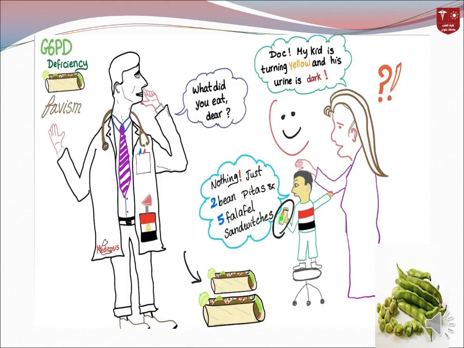Or 2 bean plates and 5 falafel sandwiches. And so the doctor starts to think of favism. Of course, this is not the criteria by which we diagnose G6PD, but it makes us suspect. And of course, we have to ask about the family history. If there is anyone in the family who has G6PD deficiency, then we start to investigate and do lab tests and so on.